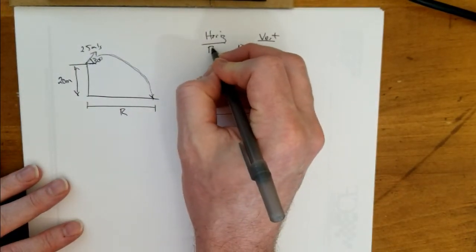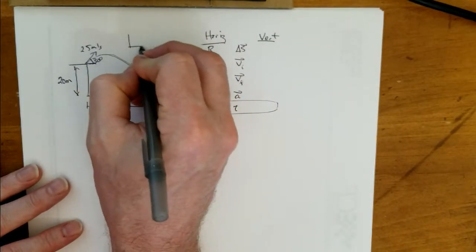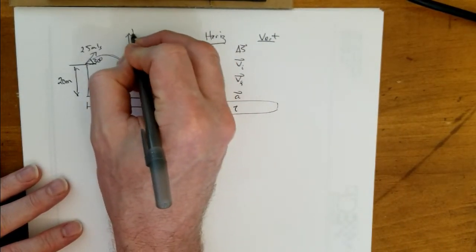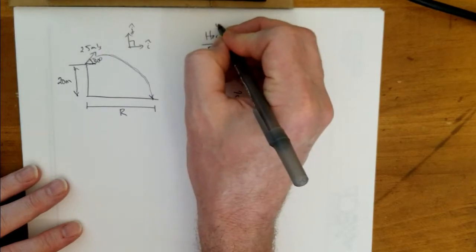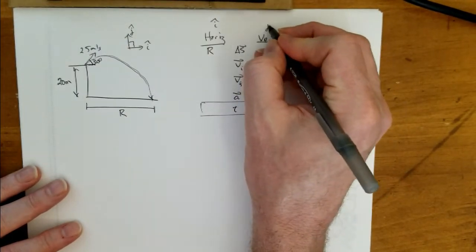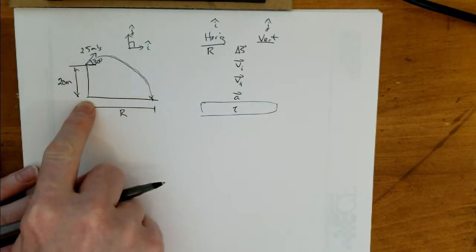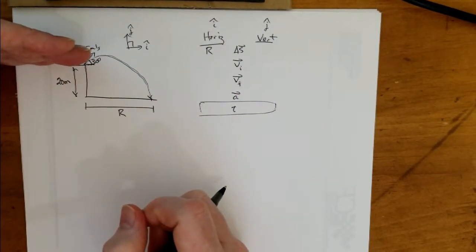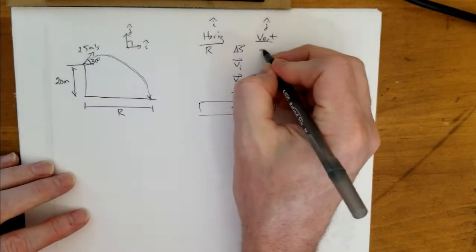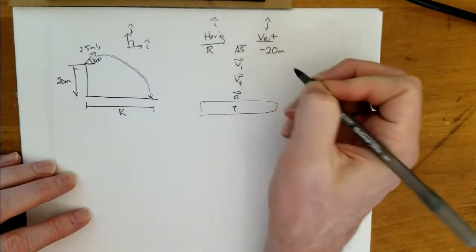Well, horizontally, it's going to go some distance r. Let's establish a coordinate system: i hat, j hat. In essence, my horizontal is my i hat, and this is my j hat. Vertically, it's going to go from here down to here. It starts at this elevation and ends at this elevation. So this is negative 20 meters.